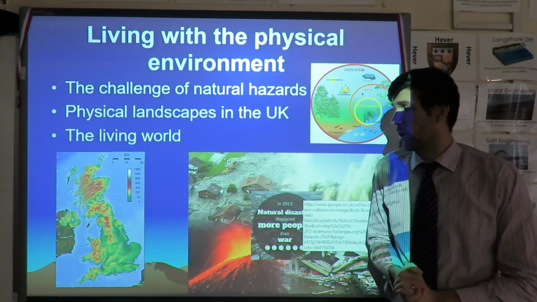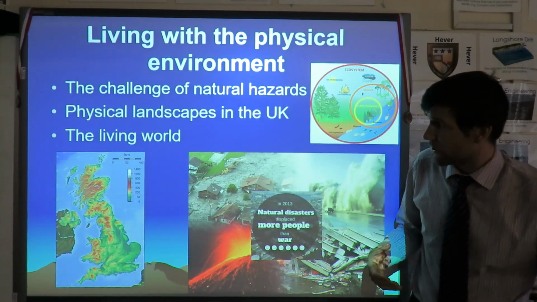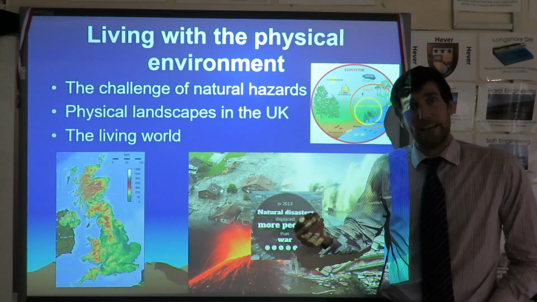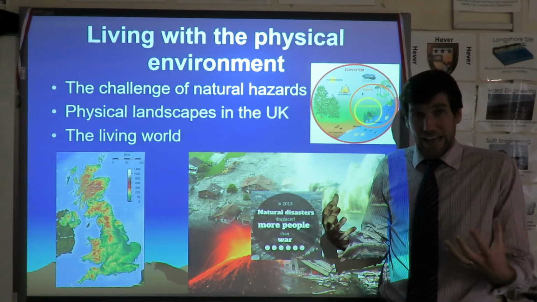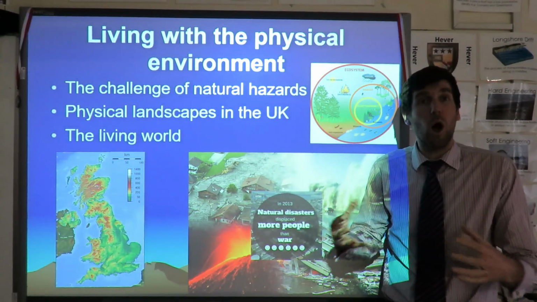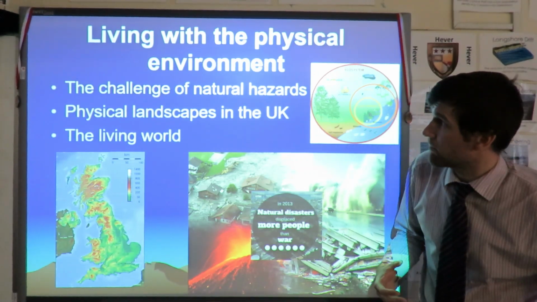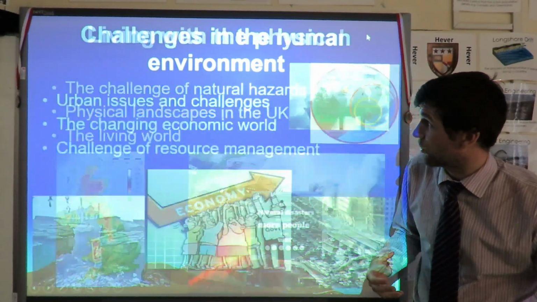Then we have the living world. Now, as you are all aware, it's really important that we look after our planet. Okay? Without the planet that we have, we wouldn't be able to survive. So in this, we look at ecosystem environments. What are we doing to those ecosystems? How can we protect them in the future? So that's the physical aspects of the course.